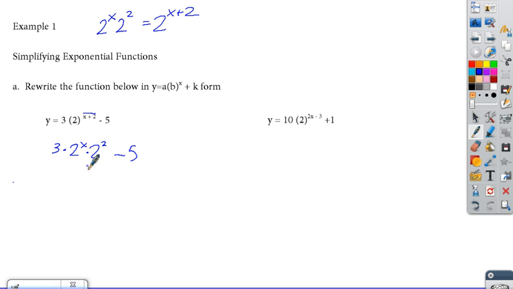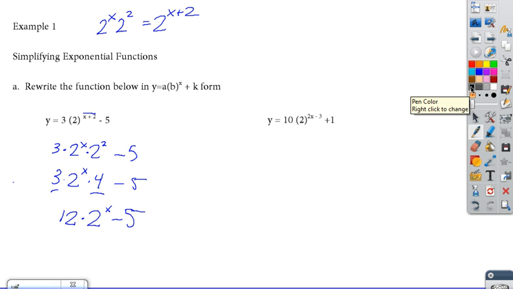Now, I can simplify this a little further than what I could before. 2 squared is 4. So 3, 2 to the x, and 4, minus 5. And then because the 3 and the 4 don't have exponents, I can multiply them together. So I get 12 times 2 to the x, minus 5. Again, I'm remembering my properties of exponents from long ago.